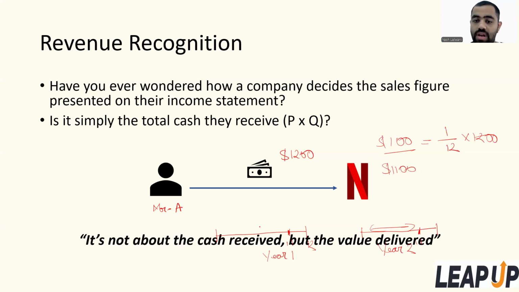So, in the end, we can say it is not about the cash received, but the value that has been delivered. That is what sits at the center of the revenue recognition principle, and that is how companies come up with the revenue figure on their income statement.